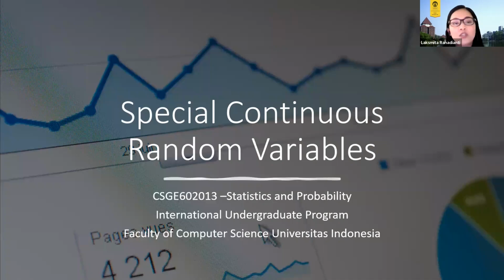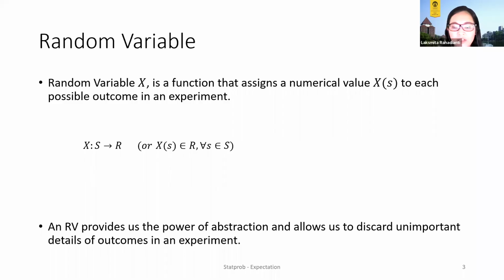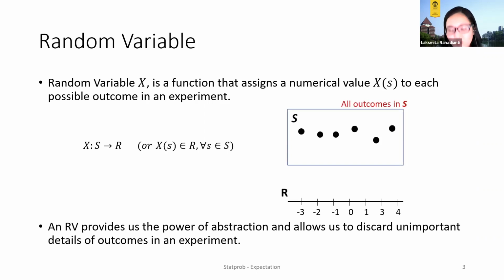Going to continue directly into the special continuous random variables. Don't worry, I'm going to give you a short recap before we go into the details. Remember our good friend, the random variable, which is an abstraction of the experiments that we were previously talking about in detail.